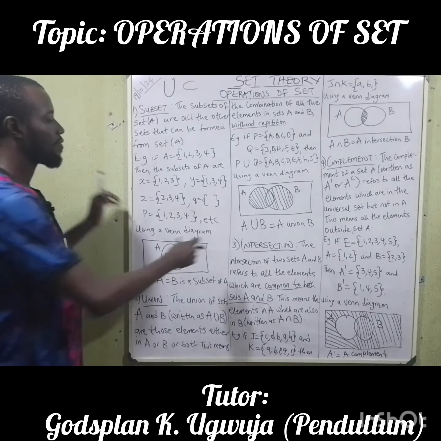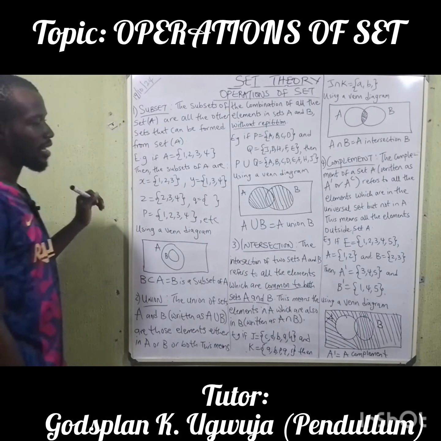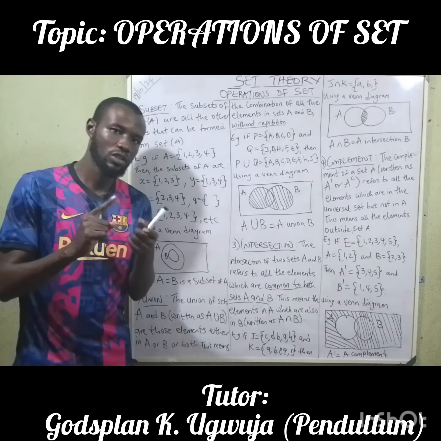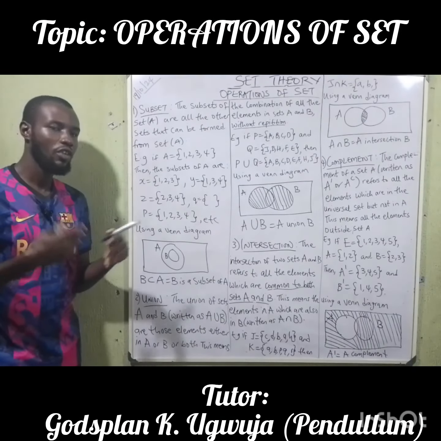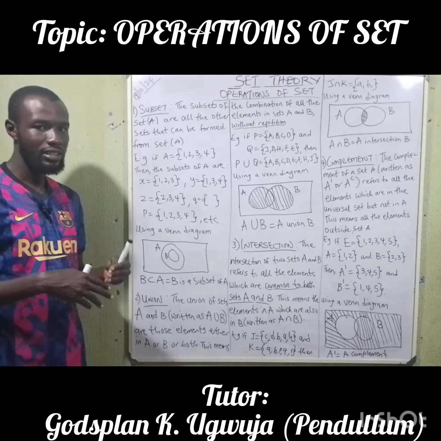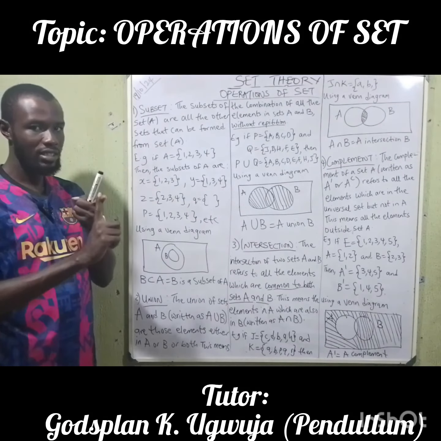And then third, we have intersection. Okay, intersection. Now, intersection means where two things meet. Most of these are just English terms. So if you understand the meaning from English, you can appropriate it to sets. Intersection means where two things meet.